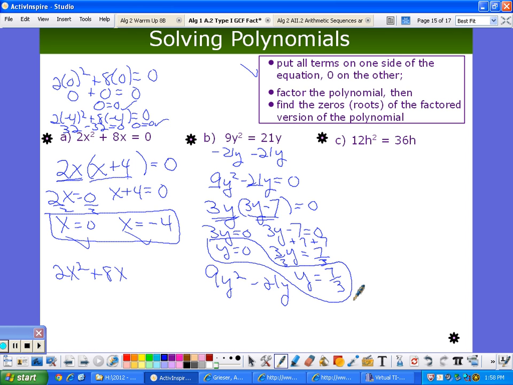Let's try this guy. 12h squared minus 36h. So what do I need to do first here? Again, look at what our rules are. All right, how do I do that? Yeah, what do we do? Subtract 36 from each side. Yes, correct. I'm going to move it over here. And then I have 0 on the other side. Perfect. What's the next step?